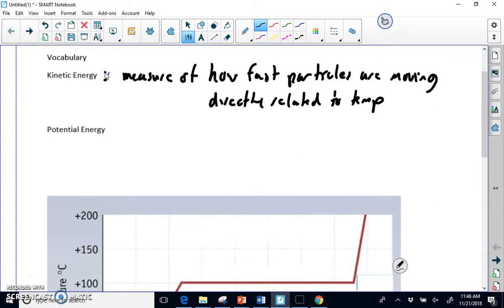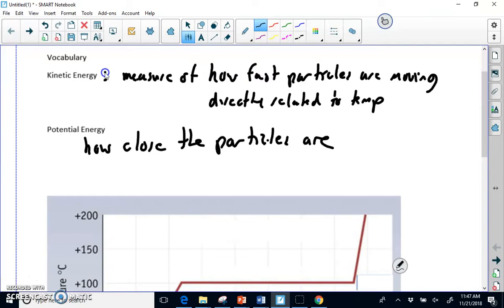Okay, now we haven't talked much about potential energy. In heating and cooling curves, potential energy is a measure of how close the particles are. So if the particles are moving further apart, you're increasing potential energy. If they're moving closer together, you're decreasing potential energy. And we definitely learned that in honors chemistry.